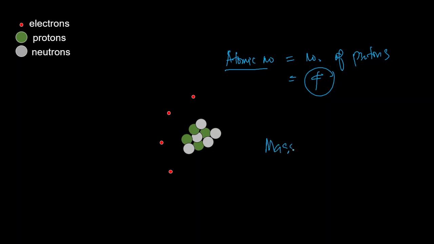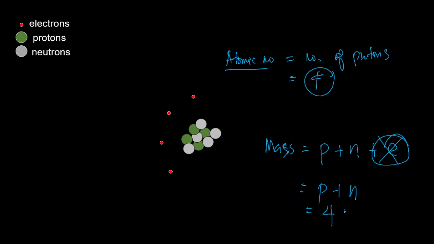Next, we go to the mass. The mass is equal to the number of protons and neutrons. Again, we don't write electrons because electrons don't have any mass, so we can disregard them. Again, protons plus neutrons. Right now, we have 1, 2, 3, 4 protons, and neutrons we have 1, 2, 3, 4, 5. 4 plus 5 is equal to 9. So the mass of this one is equal to 9.